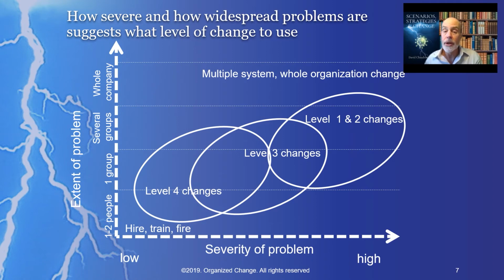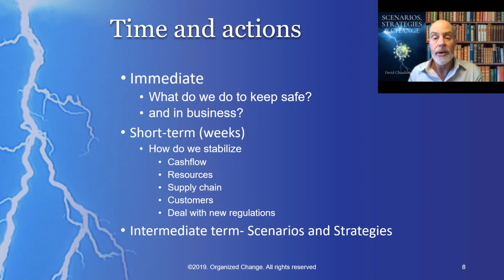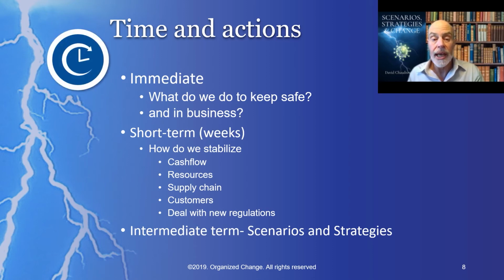One of the questions in scenarios involves the time horizon. In some particular cases, the time horizon is immediate, and that might answer such questions as, what do we need to do to keep safe, and what do we need to do to keep in business? The other short-term scenarios might include how do we stabilize cash flow, resources, supply chains, customers, and deal with new regulations. In the intermediate and long term, you can start looking at scenarios that might include larger industry trends as well as macroeconomic issues.